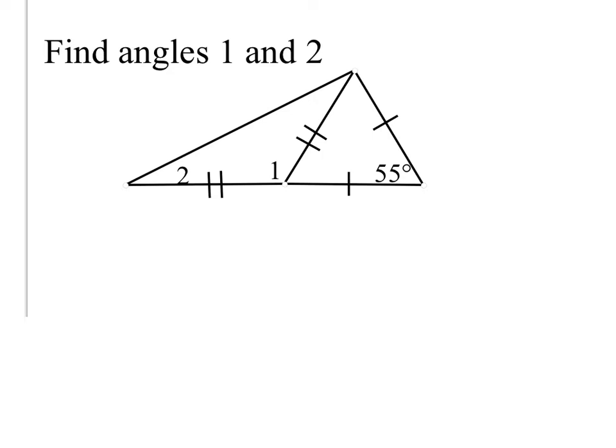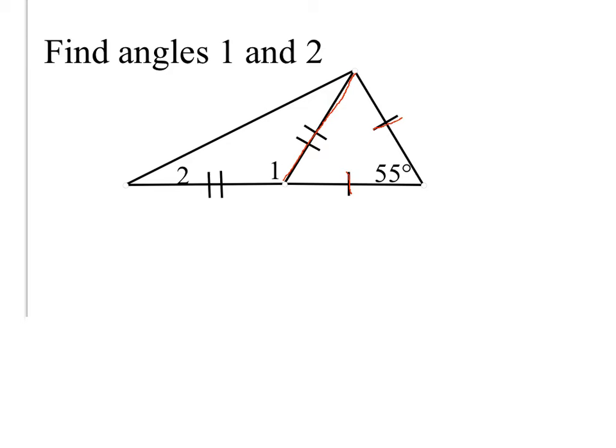In this example, we have two isosceles triangles that are sharing a side. The triangle on the left has the two congruent sides marked, and then the triangle on the right has two other sides marked. So this side here, that's not one of the congruent sides on the triangle on the right. It's these other two that are congruent. And all we know is that one of those angles in that triangle is 55 degrees, and we don't know anything else.